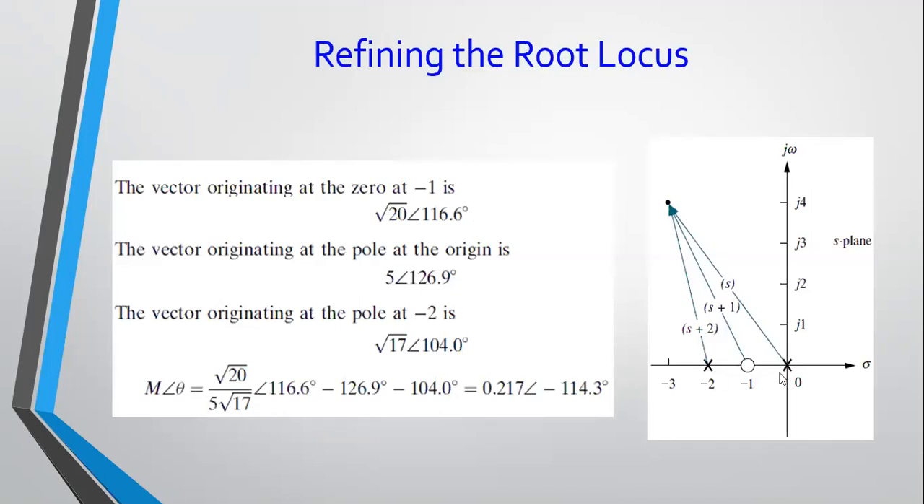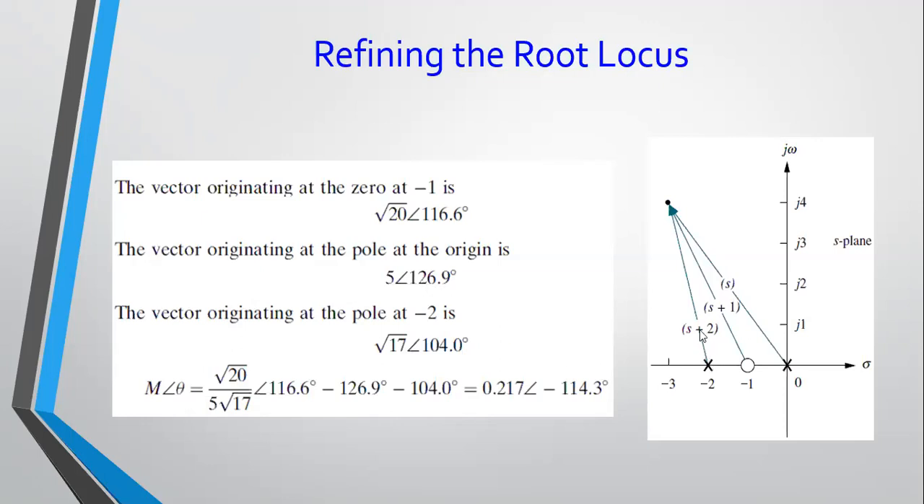Similarly, you can work out the length of this vector here. This one is going to be 3 squared plus 4 squared, so the square root of 25, you get 5. And if you want to work out this angle here, it's always from the real axis and then to the vector. So it's going to be 180 degrees minus tan inverse of 4 over 3. This is where you get 126.9 degrees.